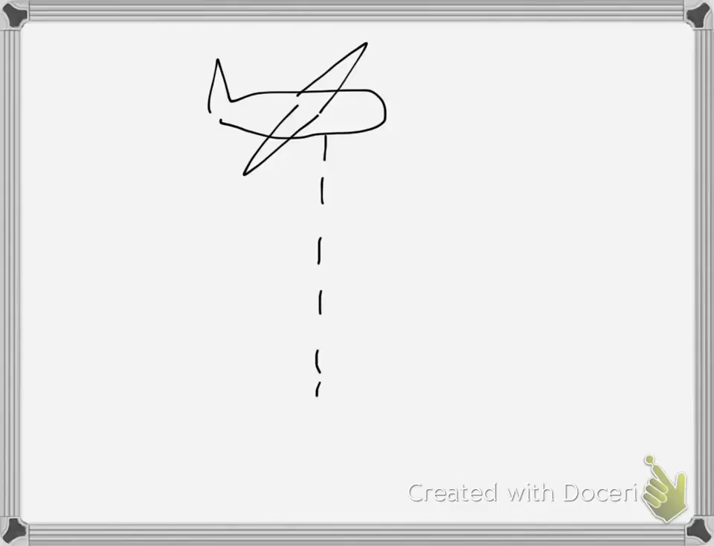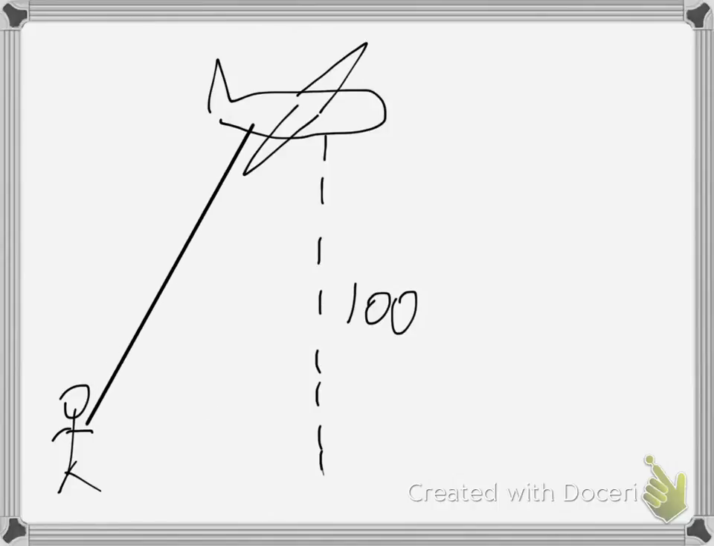So let's say that there's a plane, and it is, let's say, 100 feet above the ground, and you're standing right here. And you know the angle between the ground and between you and the plane over here is 60 degrees.